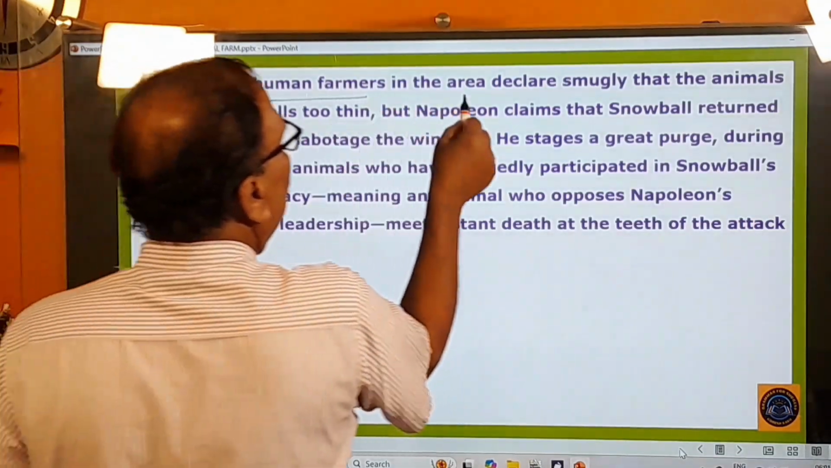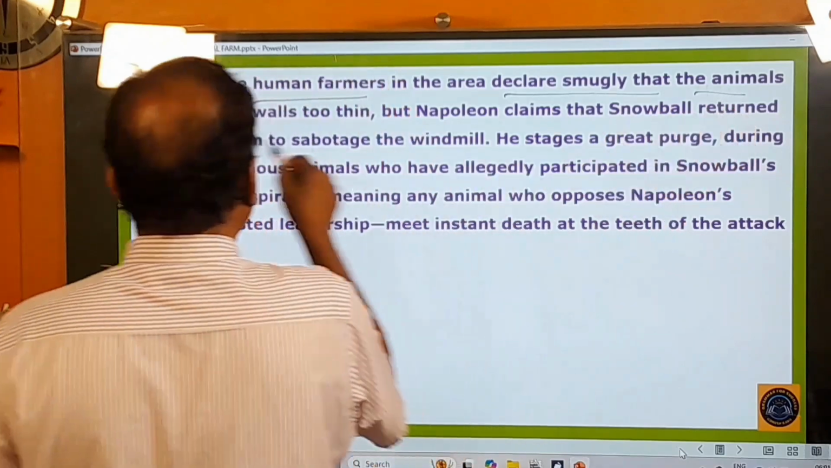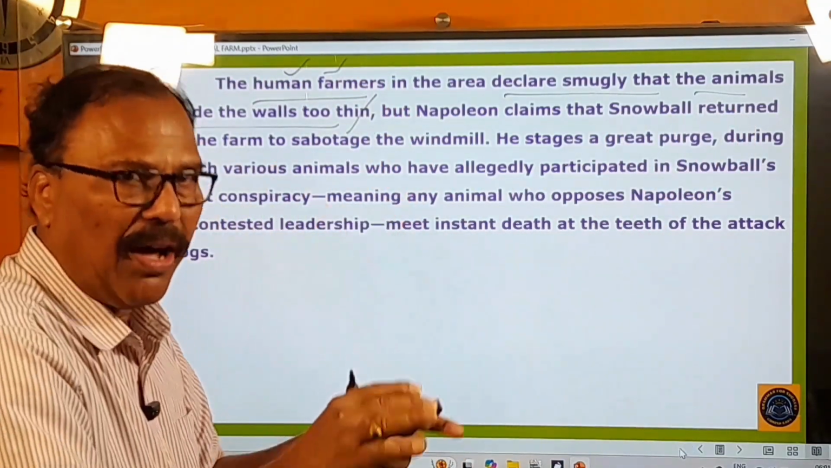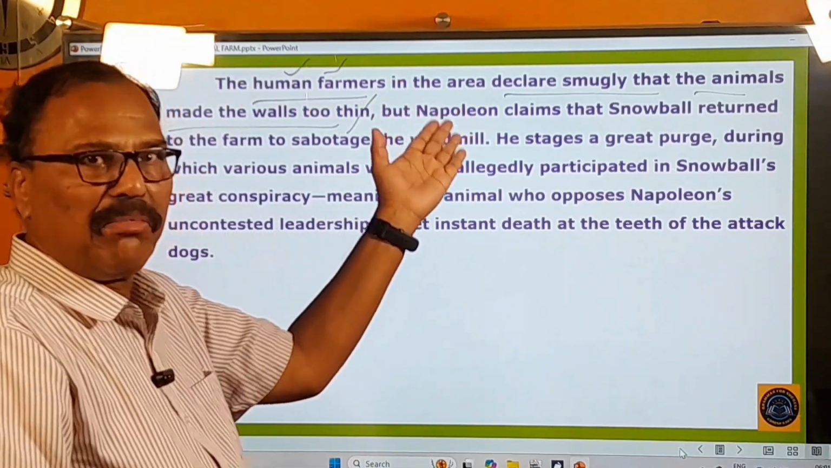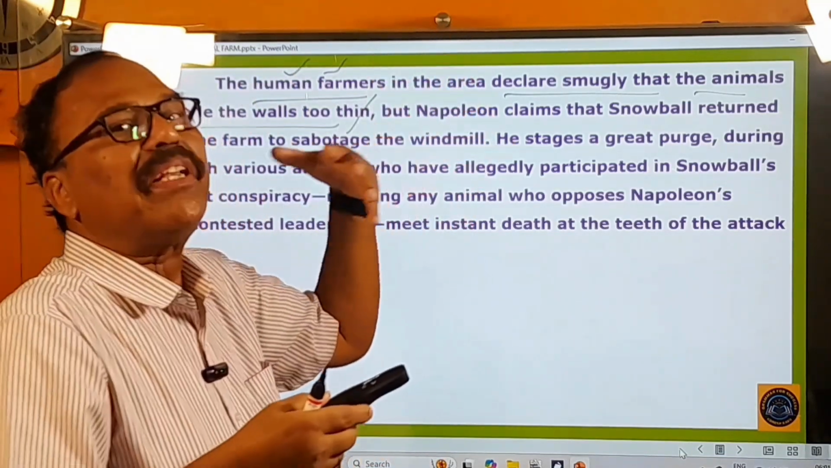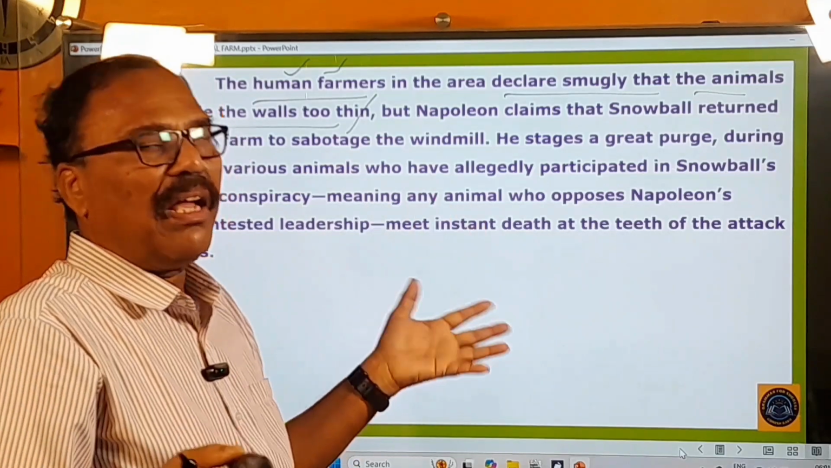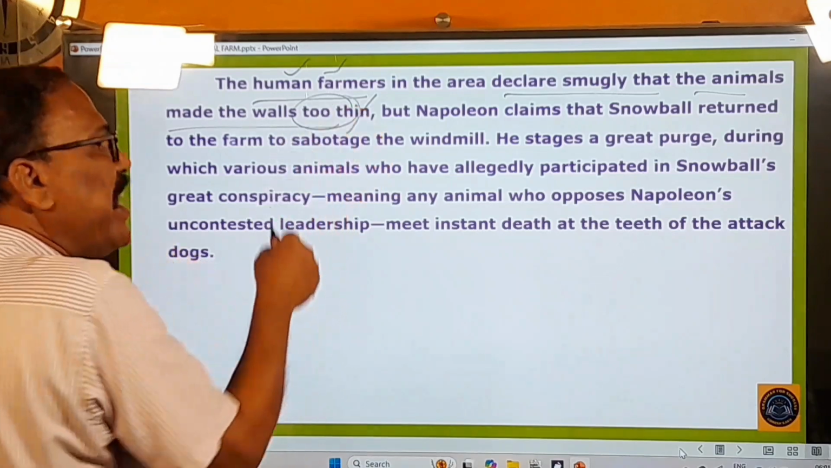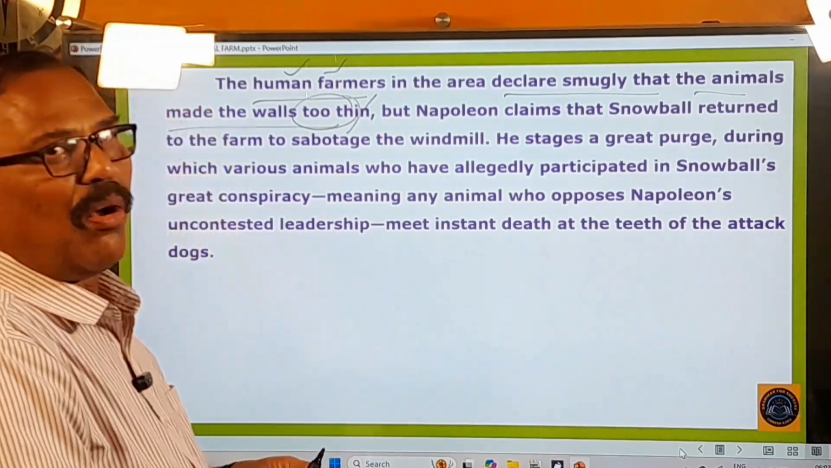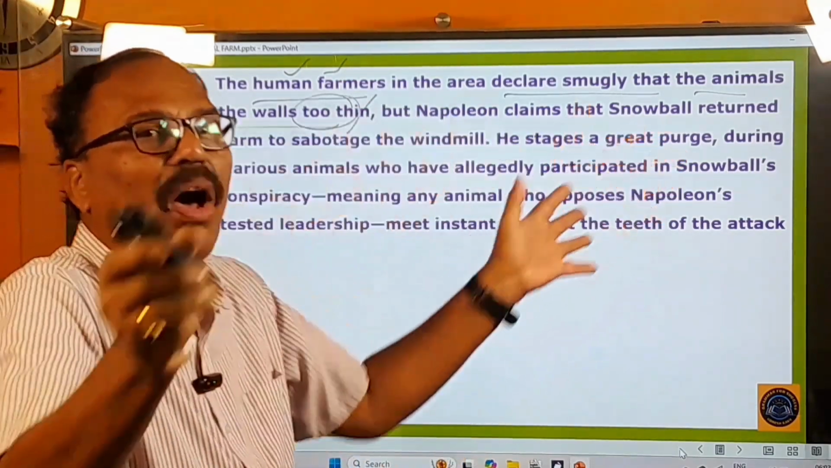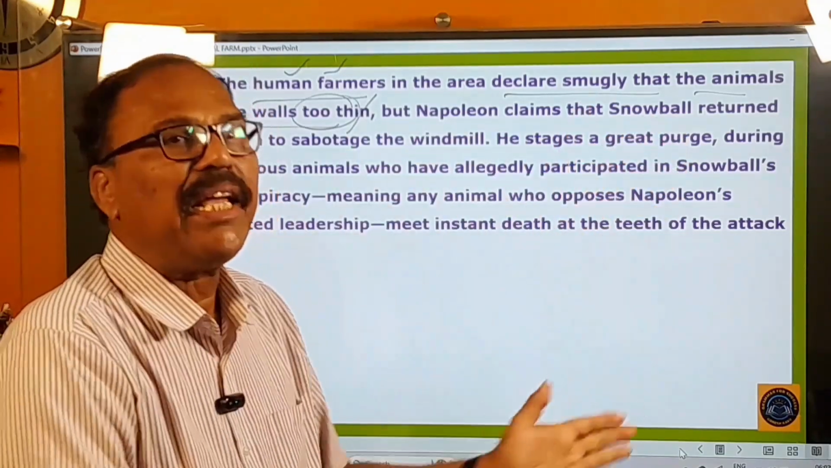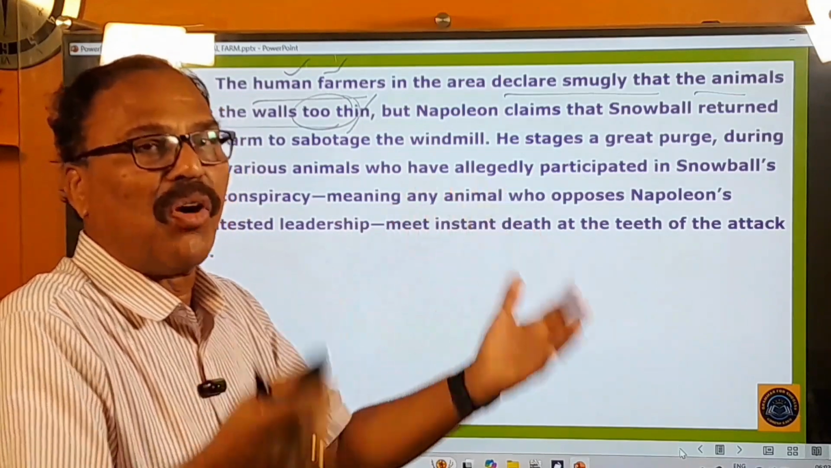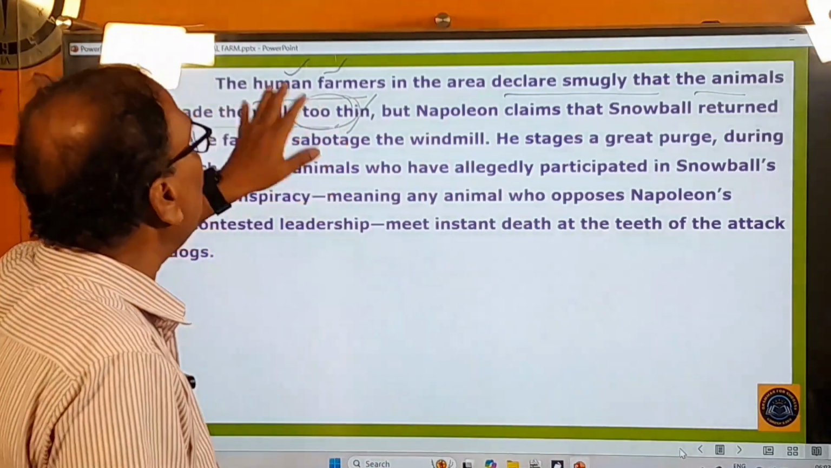The human farmers in the area declare smugly that the animals made the walls too thin. The human farmers living around this animal farm have immediately come to the farm, and they have declared very smugly, that is, very arrogantly and very proudly, that the outer walls were constructed very weakly, very thinly. So because of the thin, weak outer walls, the enemies could easily get into the animal farm and destroy the windmill. That is what they have said there.